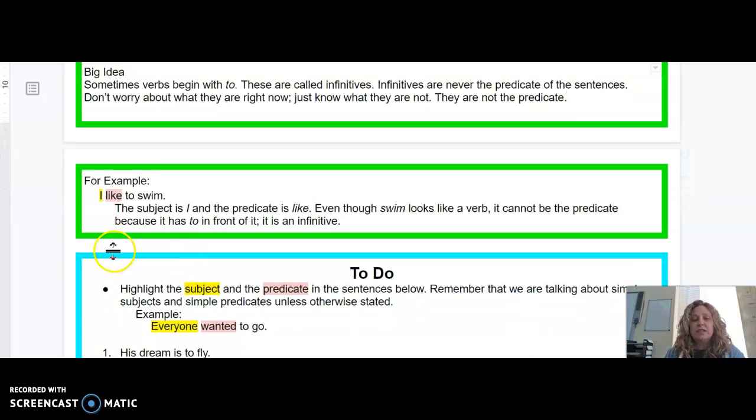So here, if you look at this example sentence, I like to swim. I just wanted to point this out because I don't want anyone to mistakenly identify swim as the predicate of the sentence. Here our predicate is like. I is the subject, and what is I doing, or what are we saying about I? I like is our subject predicate set. I like, not I swim. Because swim is part of this infinitive, to swim. That can never be the predicate. All right.